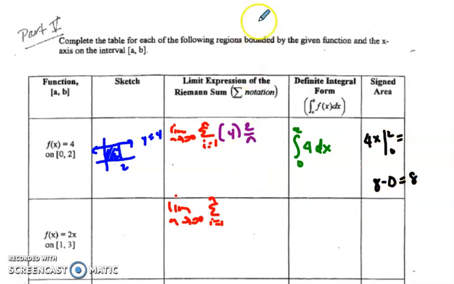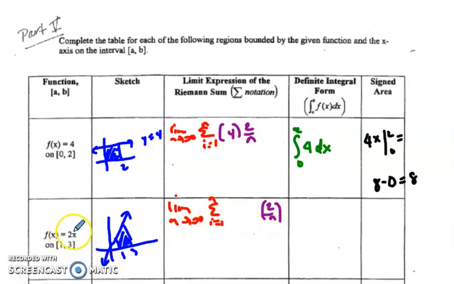Next problem, I will start with the graph. I have y equals 2x, which is this function right here. My interval is 1 to 3, so I shade in that region. Then I need to complete my sigma notation, my limit, my infinite limit of the Riemann sum. So I have an interval of 2. 3 minus 1 is 2. So I have delta x of 2 over n. I have the width of 2 dividing into n rectangles.